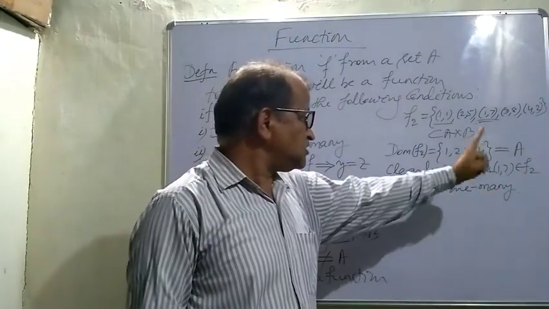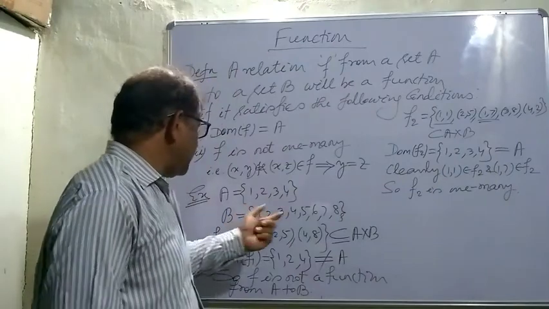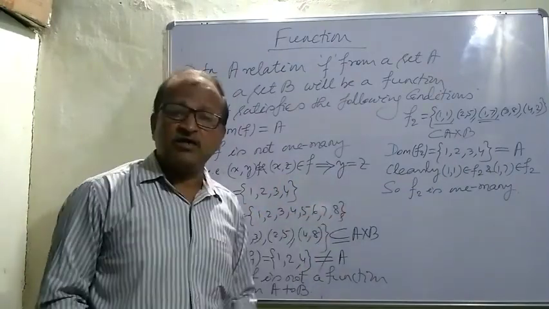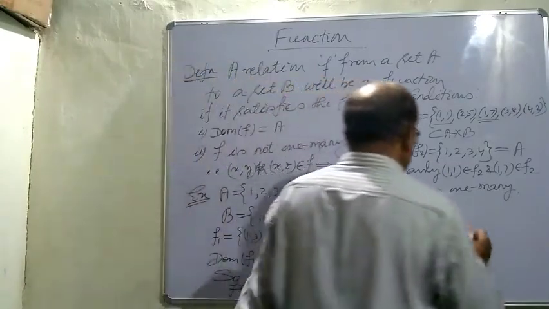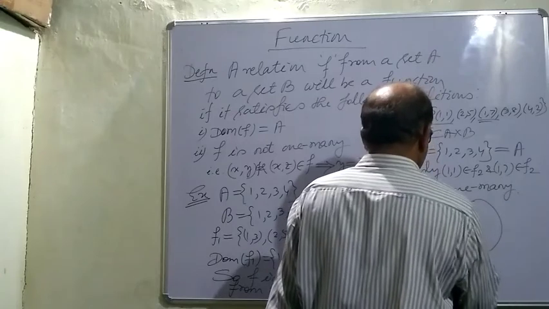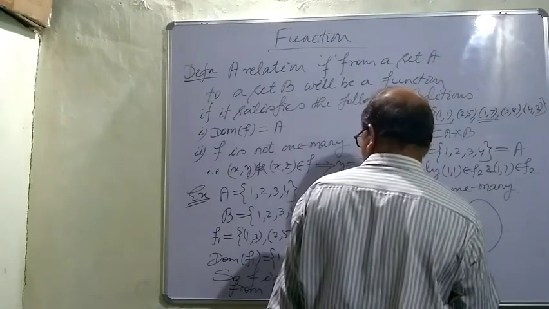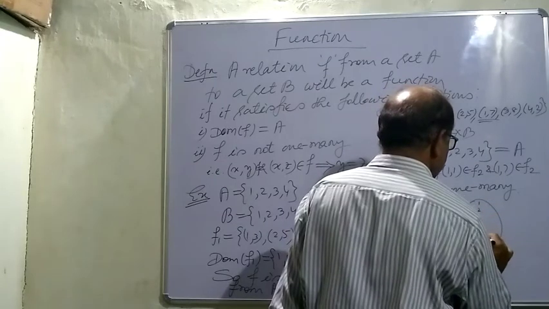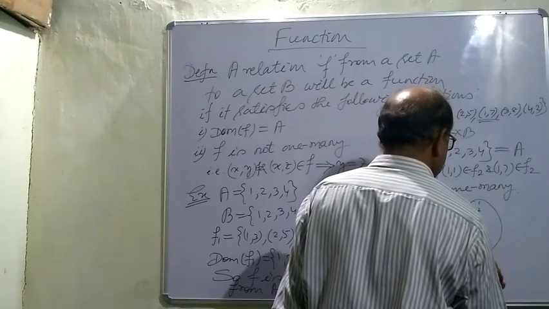1 is also an element of B. So 1 is related to 1, and 1 is also related to 7. So it is one-many. From the arrow diagram you can observe A as 1, 2, 3, 4 and B as 1, 2, 3, 4, 5, 6, 7, 8, suppose.